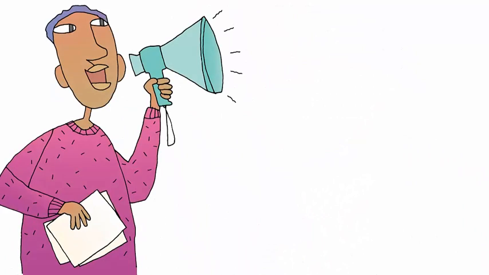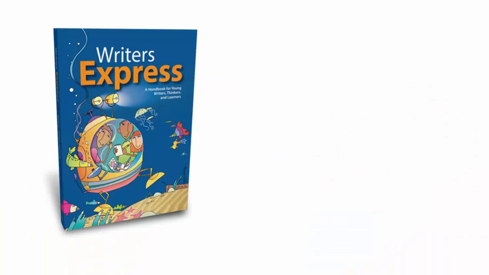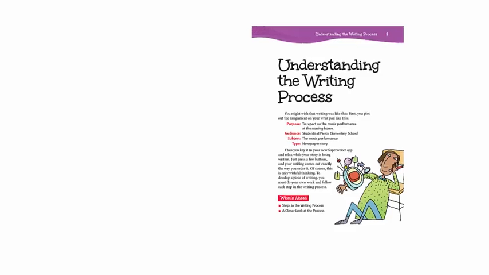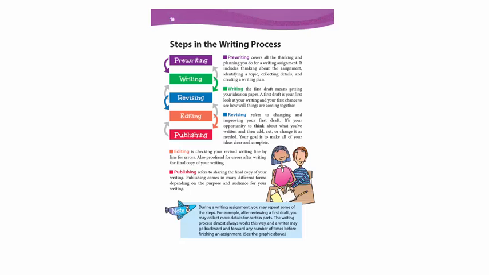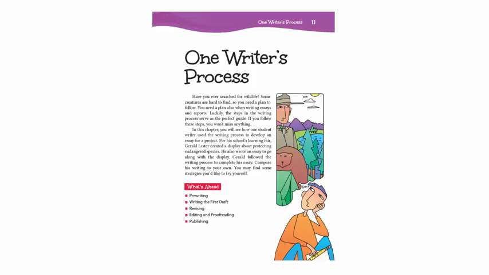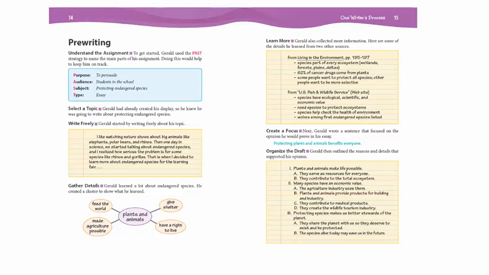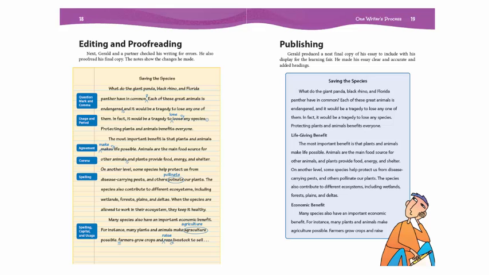For example, imagine that I am a fifth grade teacher and want to help my students improve their writing. The first thing I want them to do is think of writing as a process. So I turn to the chapter Understanding the Writing Process in Writer's Express. I want to show my students the process of writing: pre-writing, writing, revising, editing, and publishing. I also want to show my students how one writer went through this process. In the next chapter, I will show examples of pre-writing, writing, revising, editing, and publishing.